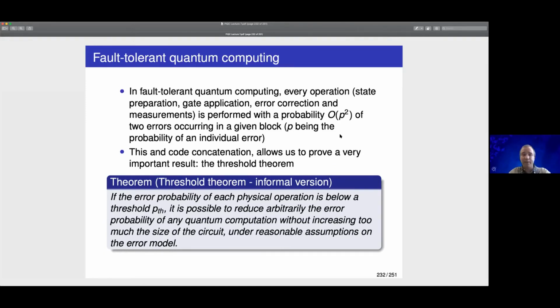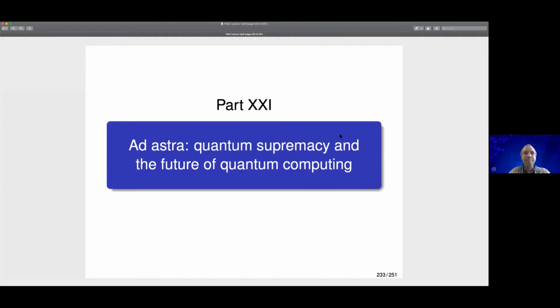If the error of the hardware is below a certain threshold, that depends on the code that you are using, and if the errors satisfy certain conditions that you impose in your model, then you can decrease your probability of error as much as you want without having a circuit that has an exponential increase in the number of qubits and gates. Okay, and this is the holy grail of error correction in quantum computing. Okay, so I don't know if there are questions about this.